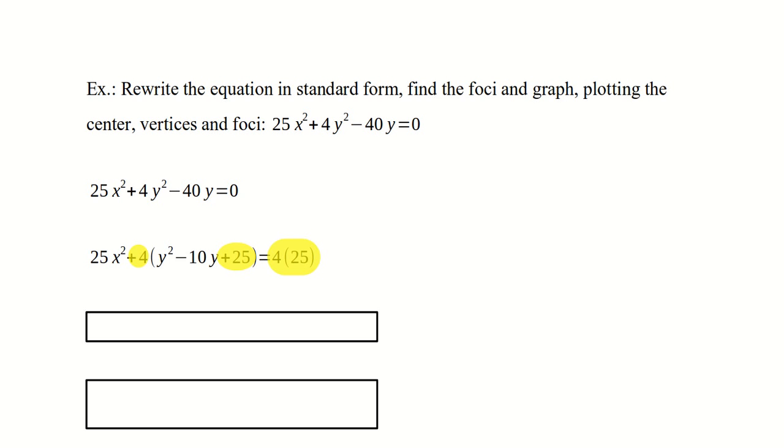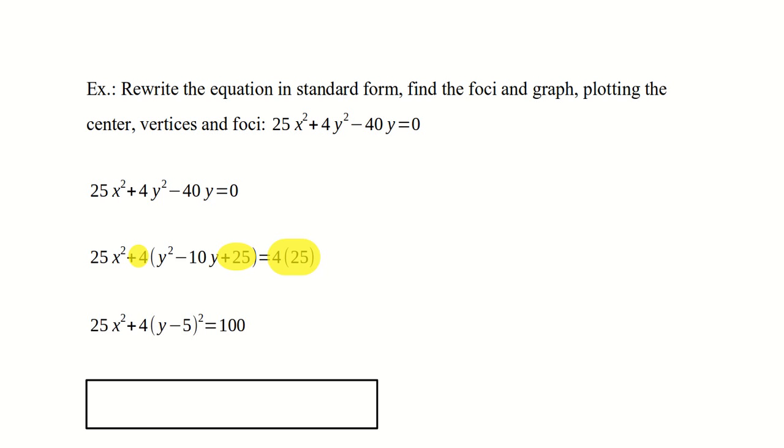We can factor that 4 out, and that tells us what m is, the negative 10. Half of that, negative 5. Negative 5 squared is 25, but we're not really adding 25 to both sides because it's in parentheses. Now, we've got a 100 on the right side, and that's great.